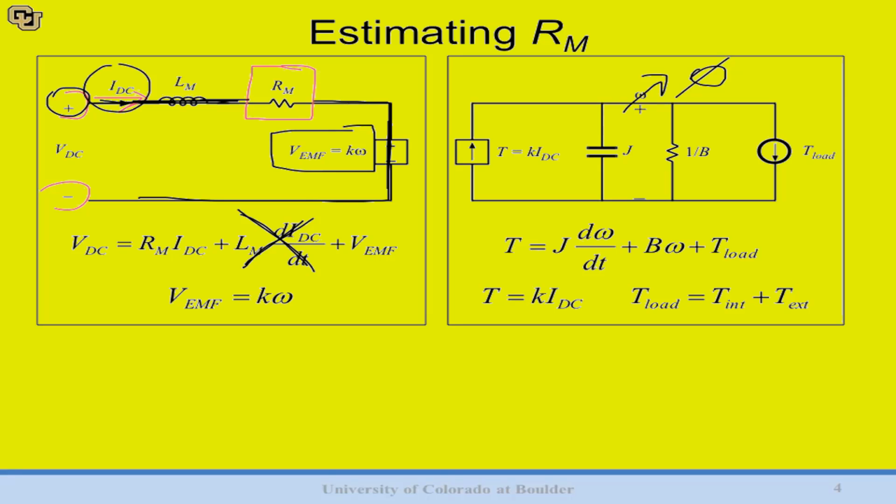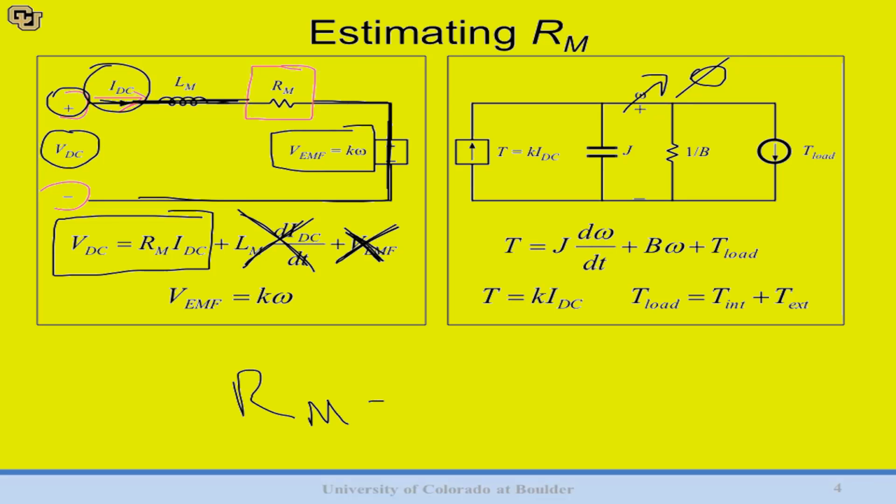You'll have some current that you can read off of your power supply, and that'll be because of some applied voltage. VEMF drops away to 0, and now we have this very simple equation. You can just write Rm is going to equal the voltage you've applied over the DC current. Now, it's a good idea to take this at 2 or 3 different voltages.